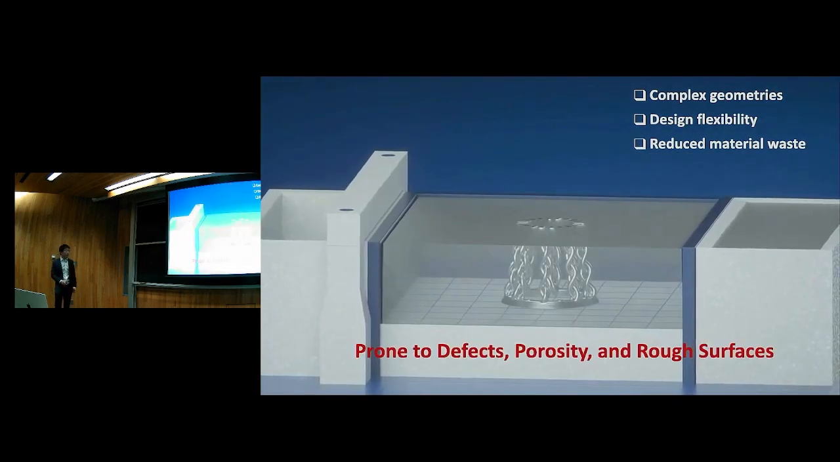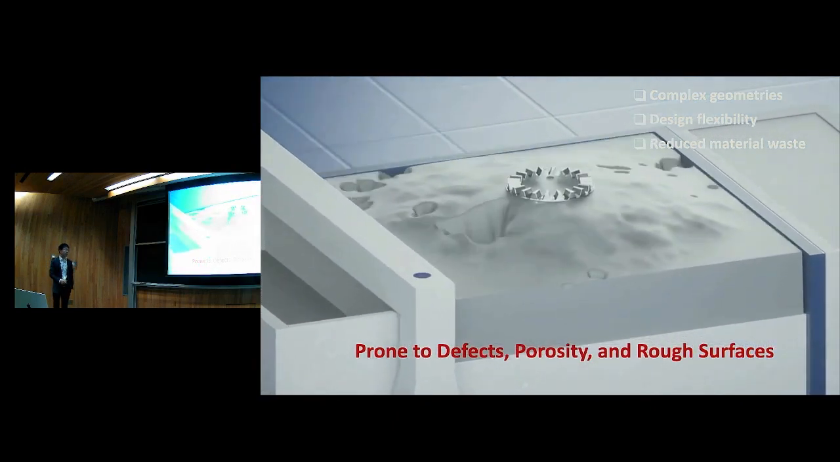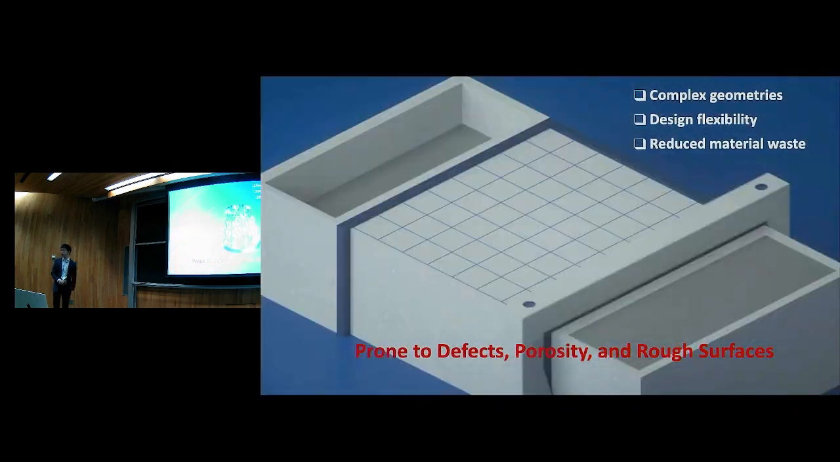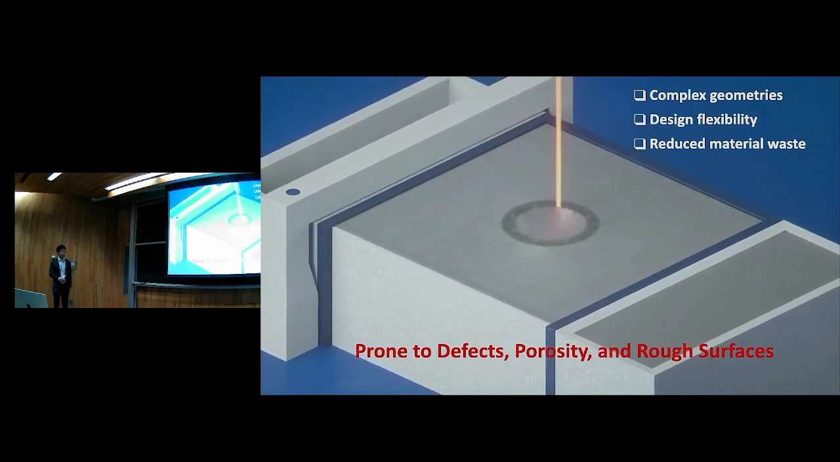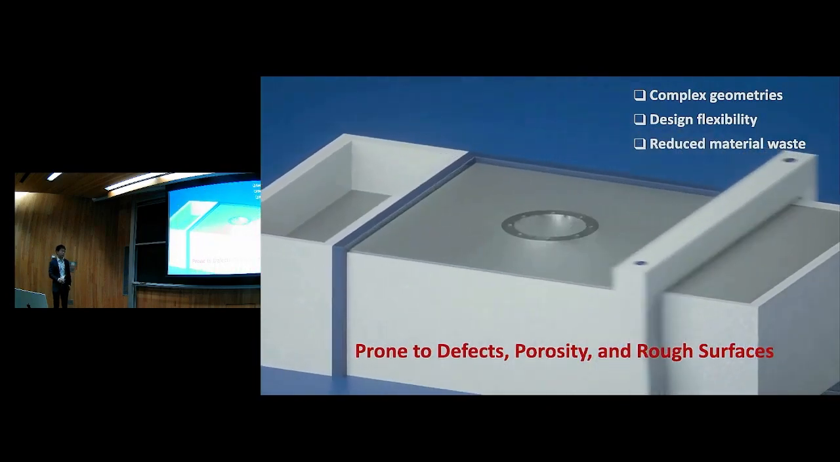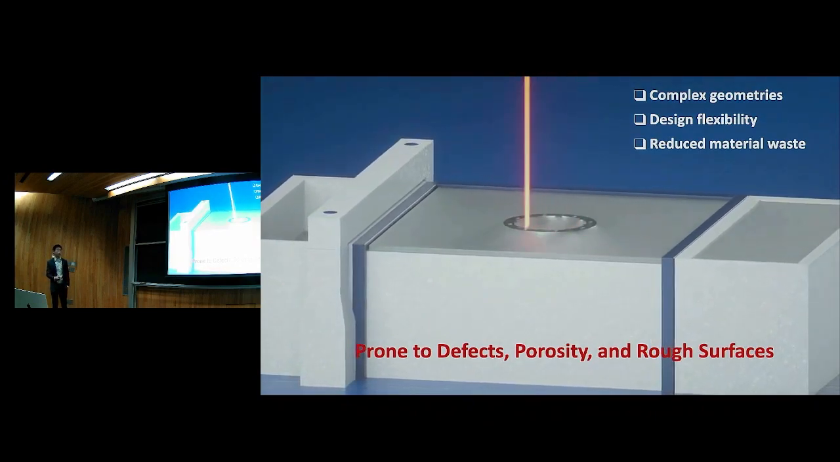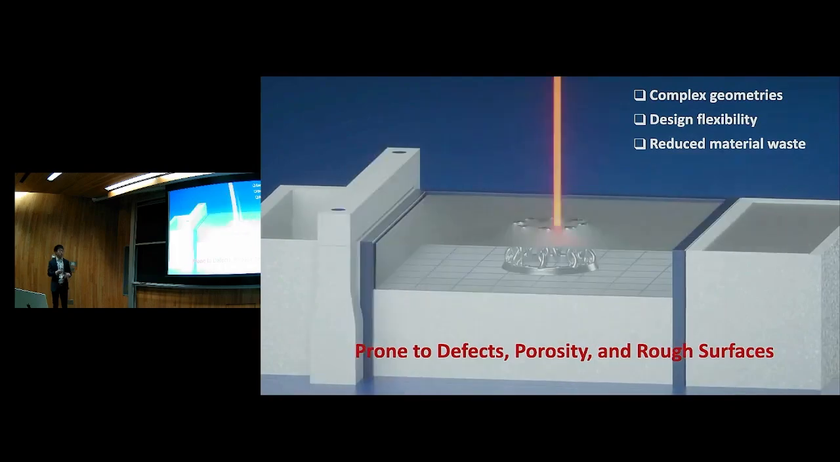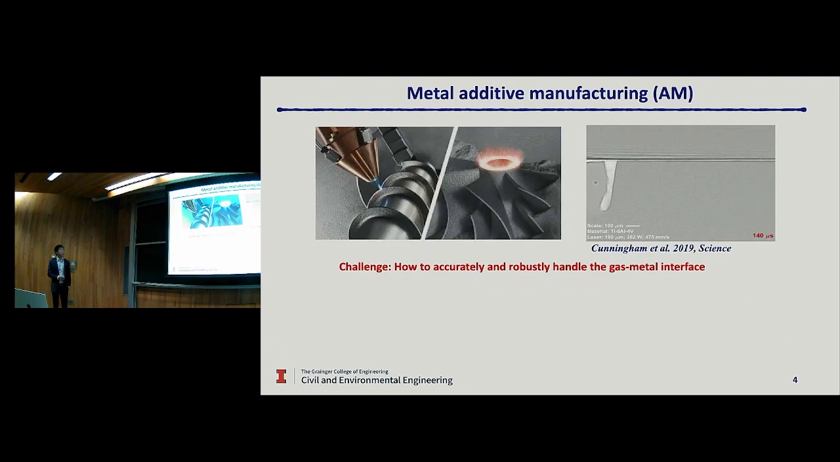and it also helps reduce material waste during the manufacturing process because of its additive nature. However, one issue in metal additive manufacturing is that the 3D printed parts are prone to defects, porosity, and rough surfaces. Currently, how process parameters affect the development of those defects, porosity, and roughness is very challenging to predict. And how to derive the process-structure-property relationship is still an open question in the metal AM community. The reason is that metal additive manufacturing, as I mentioned, is a very challenging interface-coupled multiphysics problem.